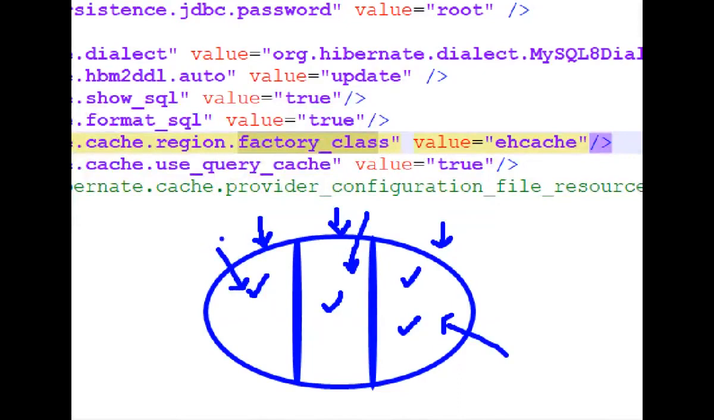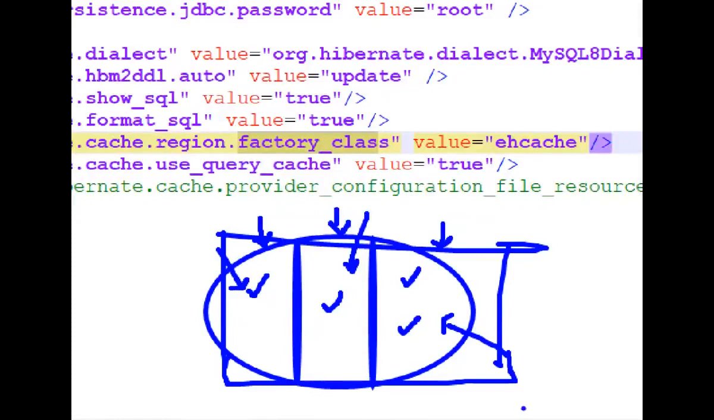So this cache can be divided into regions. To create the regions, we need the region factory class. Because who can divide it into regions? The factory class can divide it into regions. And what's the factory class name? Ehcache. If you set the region factory class as ehcache, then ehcache will divide the cache into regions.